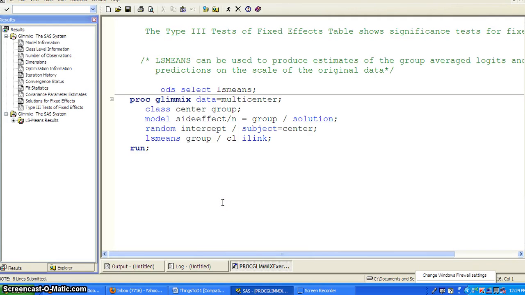Okay, so it's not very difficult to do a generalized linear mixed model nowadays with PROC GLIMMIX. Okay. Thank you.